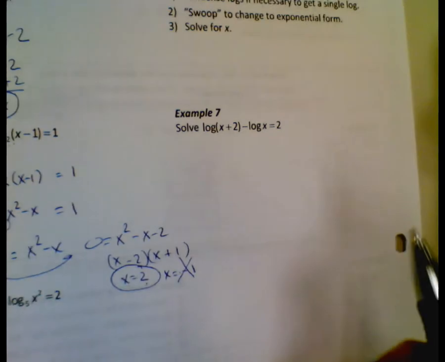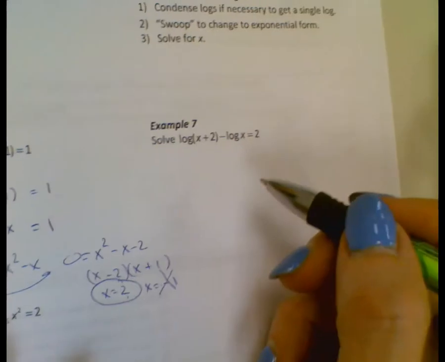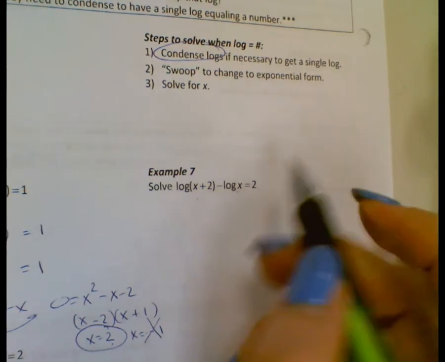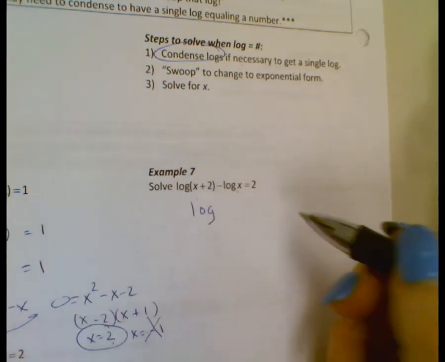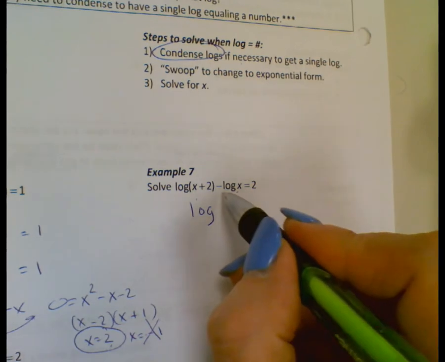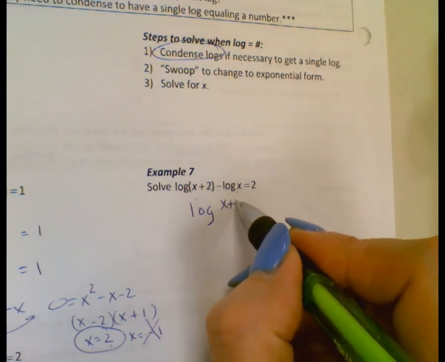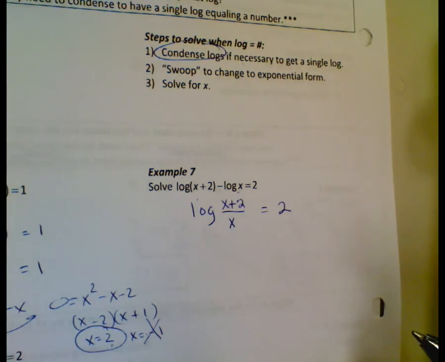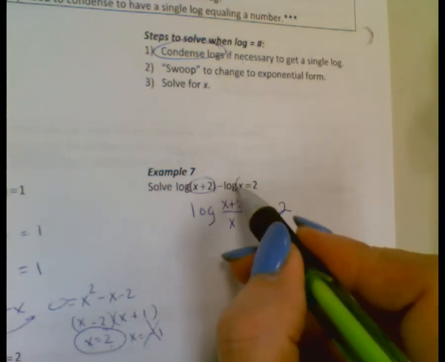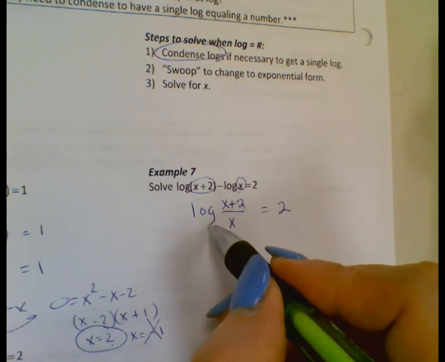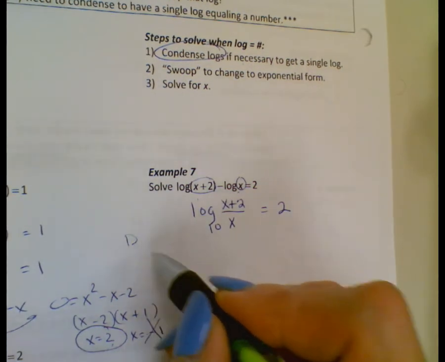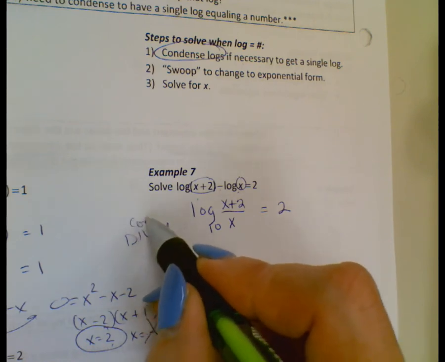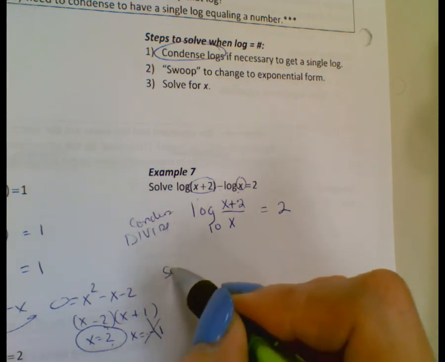All right, let's just do this by hand. So in this one, we're going to condense the logs. It says right here, if you have 2, condense. These are base 10, so they're easier when they're base 10. When you have a subtraction, you're really dividing. So you have x plus 2 divided by x equals 2. So you're dividing this by this. Condense by dividing. Now we're going to swoop.